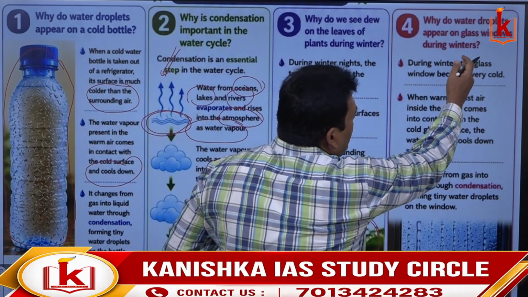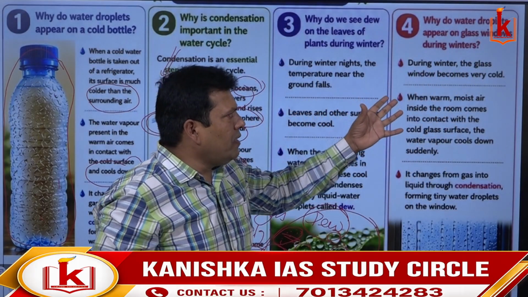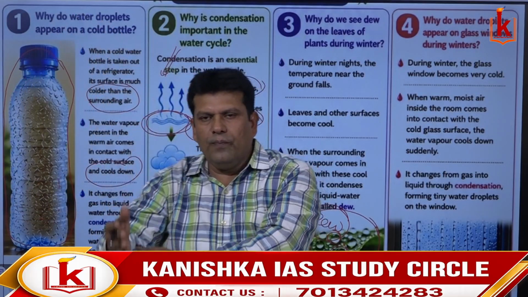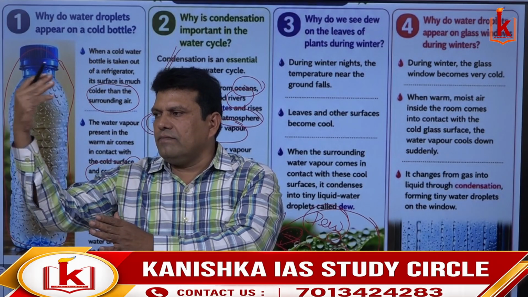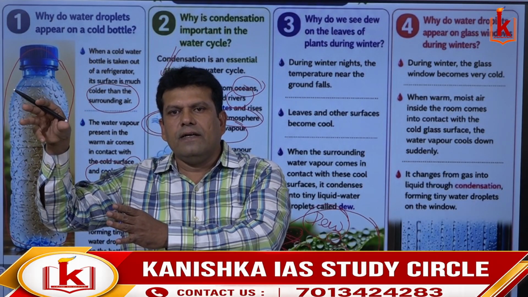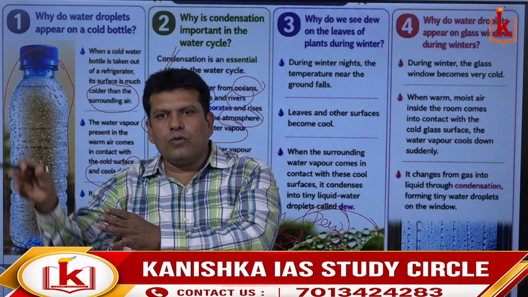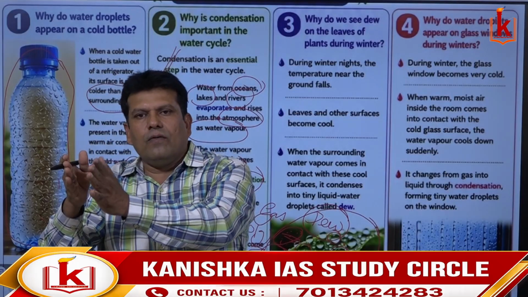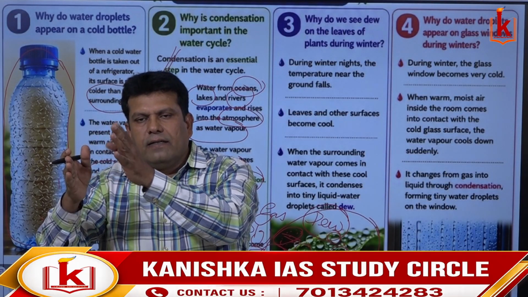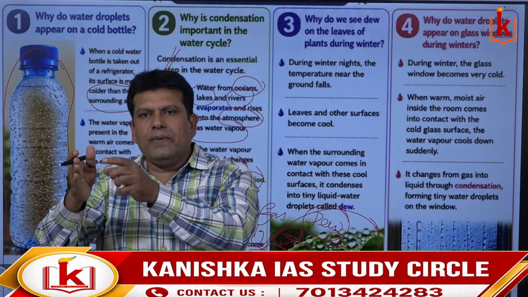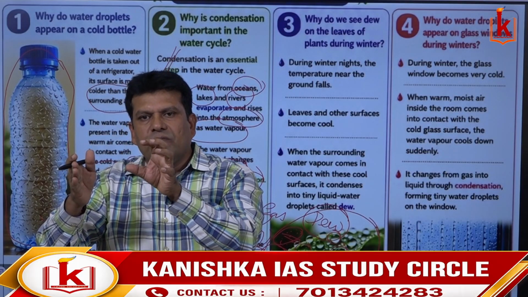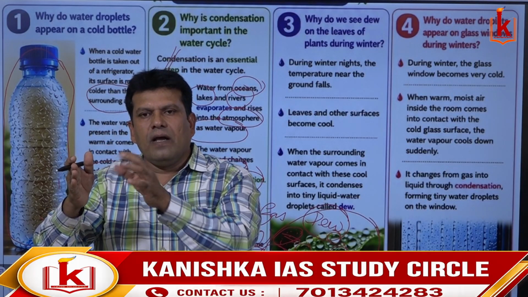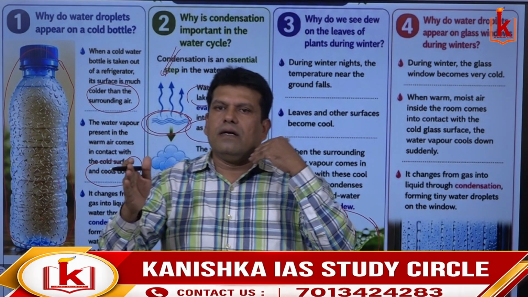So why do water droplets appear on glass windows during winters? The same thing. During winter, you are inside the room, right? This is the window, and outside, during winter nights, the temperature is very, very cold. Because of the cooler conditions, the outer surface of the window gets cooled. Whenever the air or water vapor in gaseous form inside the room touches the window pane or glass, it gets converted from gas to liquid.